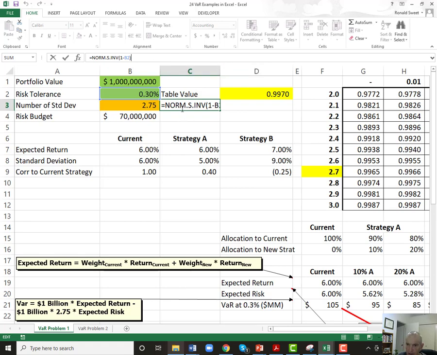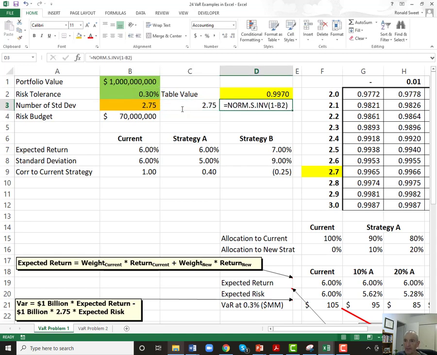Let me put that formula over there so you can see it, just in case you want to use it. We're going to actually use 2.75. We're going to round it, but this function will actually give you that. So you just put that, NORM.S.INV, in parentheses 1 minus your risk tolerance. So it's looking at it the way Goldman Sachs does, the 95% risk tolerance.